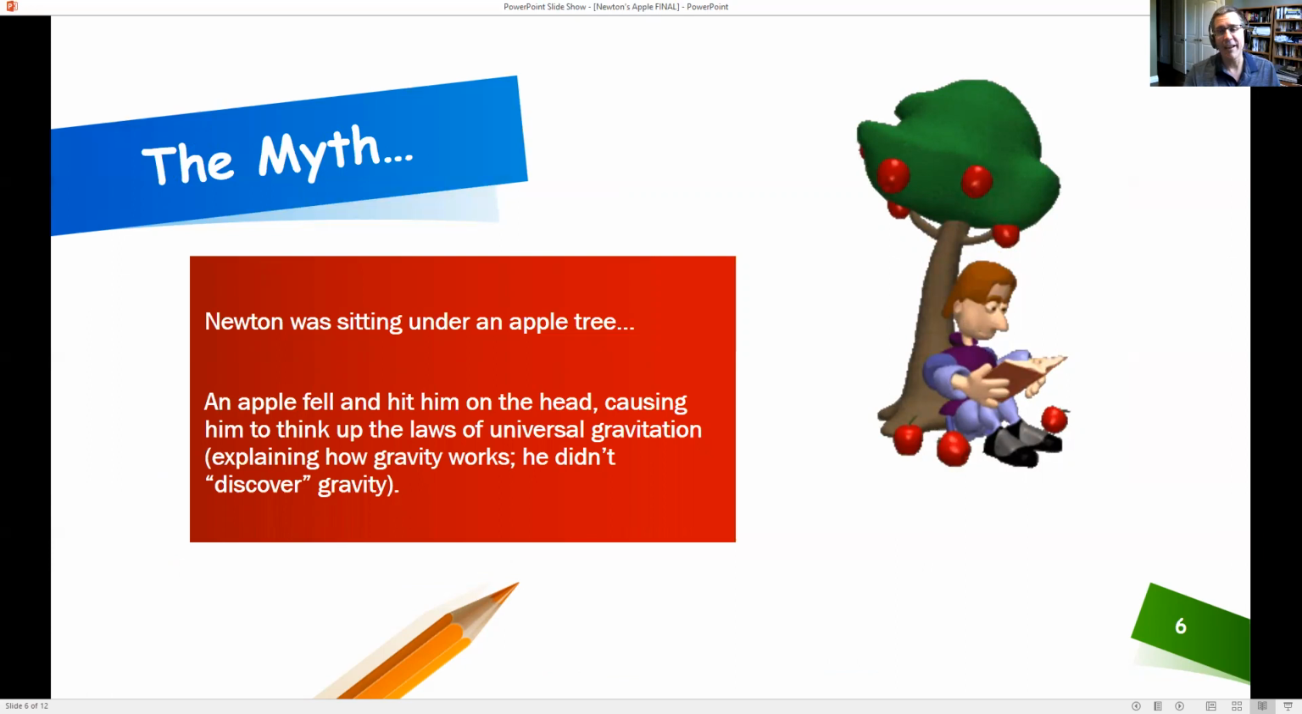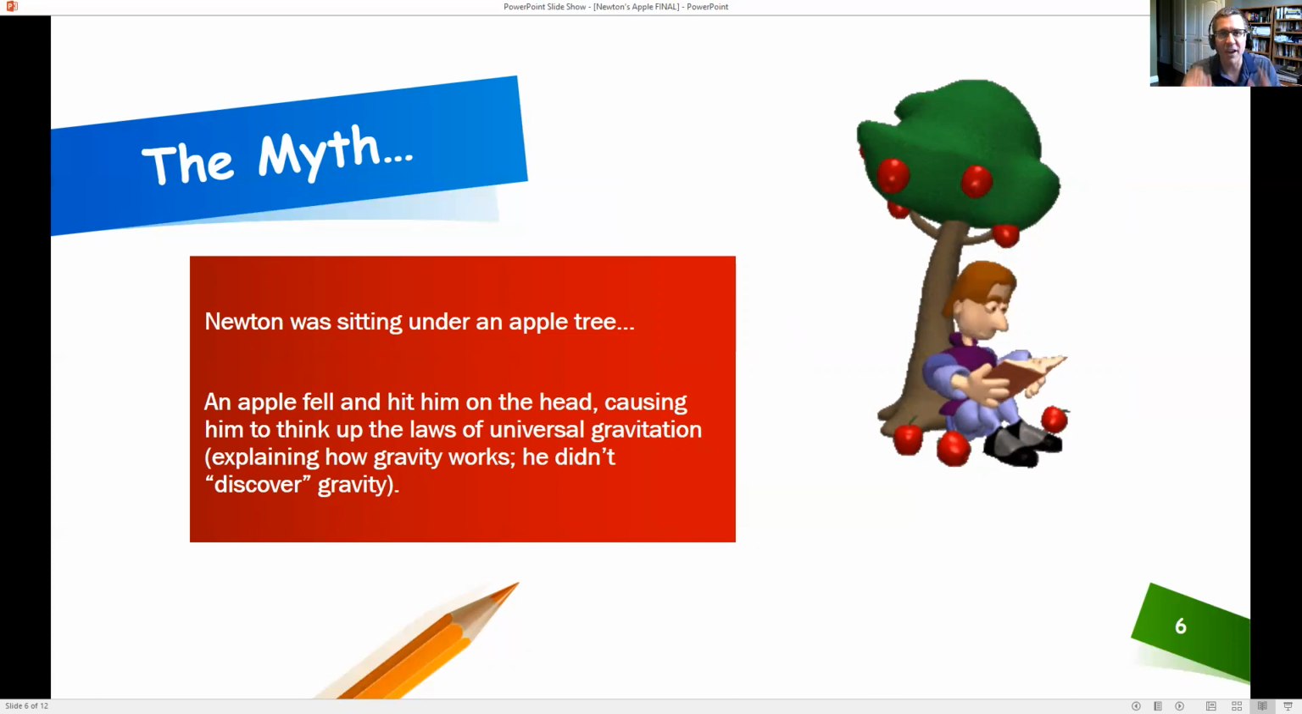So the myth I can kind of show in a little animation that's going over here on the right. The myth was that Newton was sitting under an apple tree in his garden where he was working out his theories, and an apple fell and hit him on the head. And that caused him to think up all the laws of universal gravitation. He was inspired by the apple falling from the tree and hitting him on the head. And these laws of universal gravitation explain how gravity works.